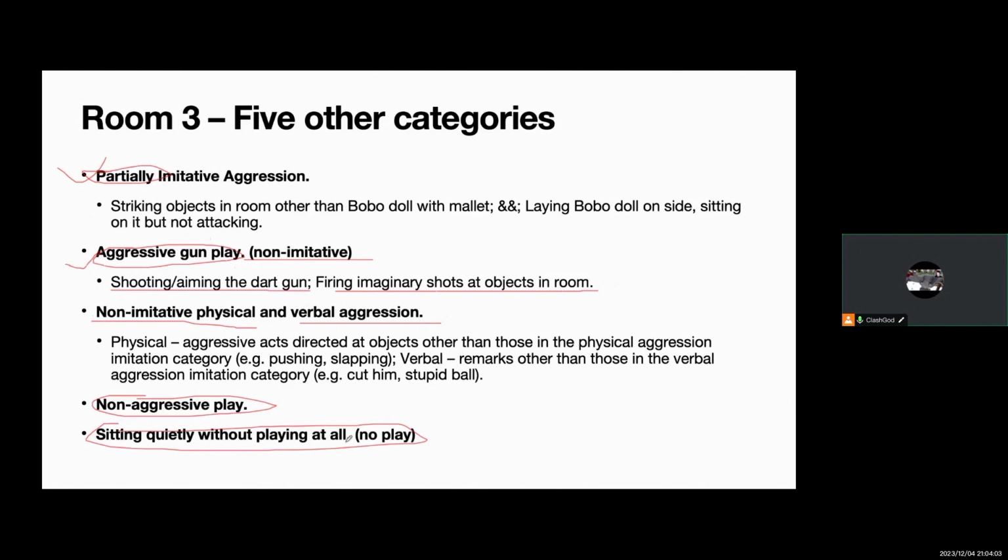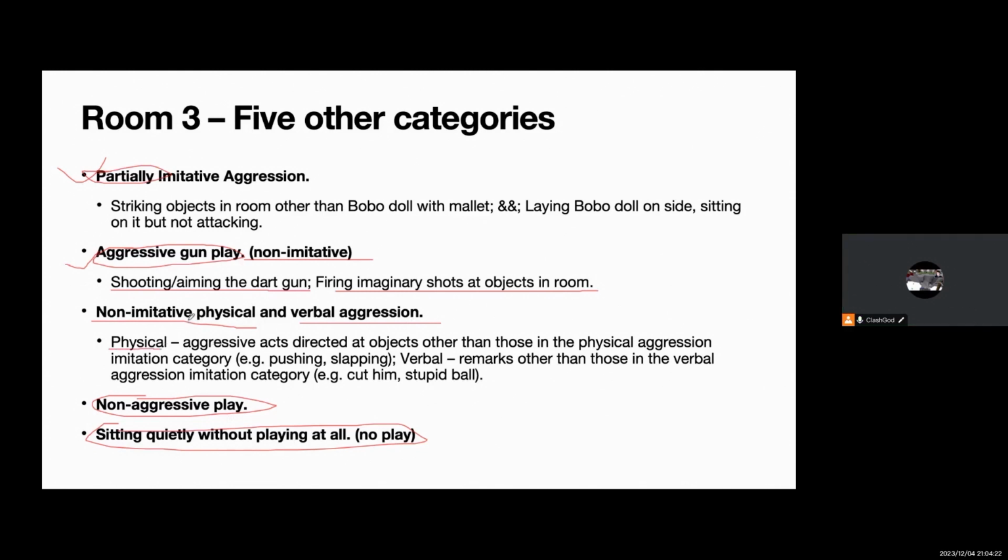So we're just not playing at all, and that is completely non-imitation. So these are the types. And so what are the types of non-imitative physical and verbal aggression?